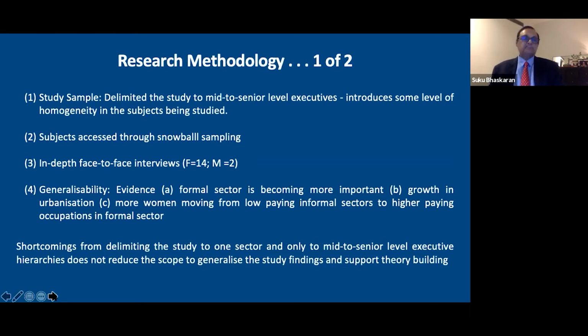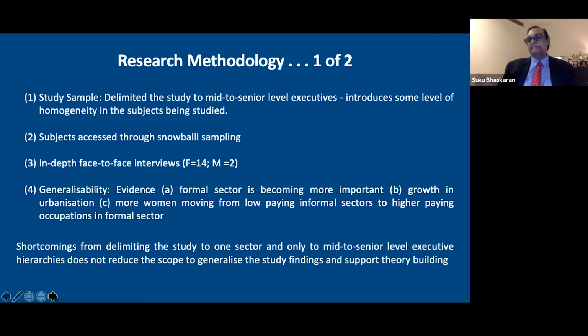So how did we conduct our research? We delimited our study to mid to senior level executives because we wanted to have some level of homogeneity in the group of people: what job roles do they do, and is there discriminatory practice in this job role between males and females? Therefore, we say that mid to senior level executives in the IT industry is good because we see a high level of women participation in the IT industry in urban areas. And that is a formal sector.